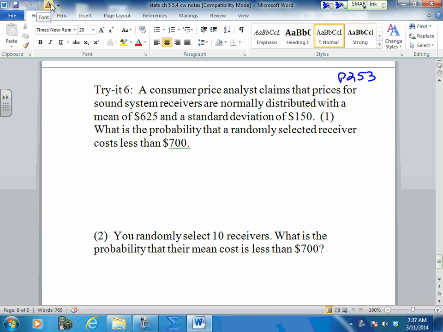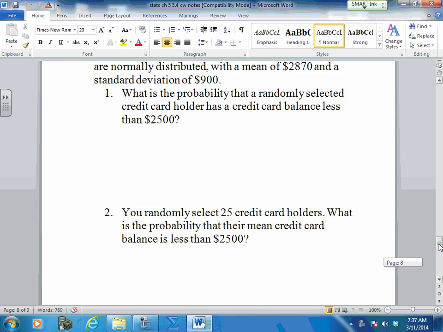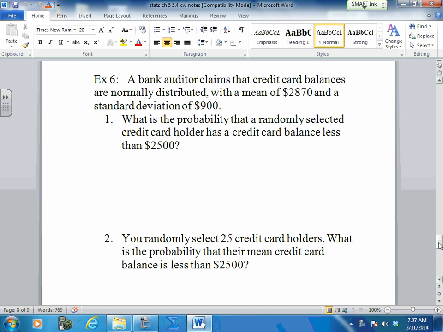This is going to compare your population to your sampling distribution. Now, first time, oh, this is the tried one, sorry. You're going to try this one in a minute. Let me move this up. Here. It's still page 253.